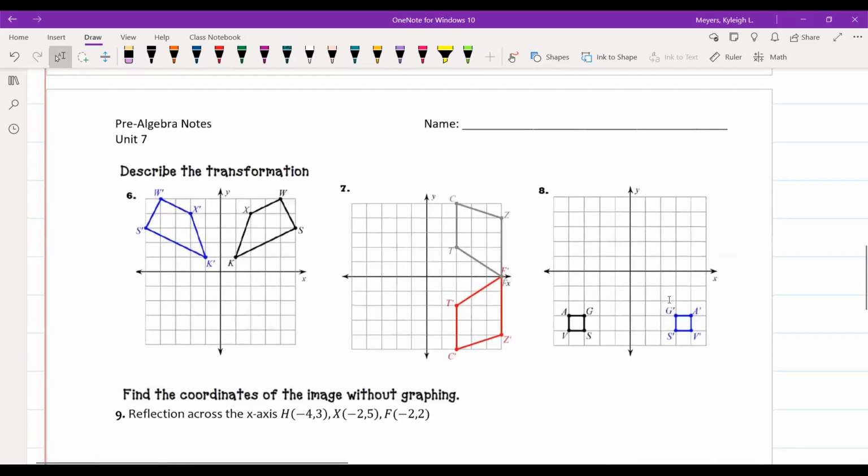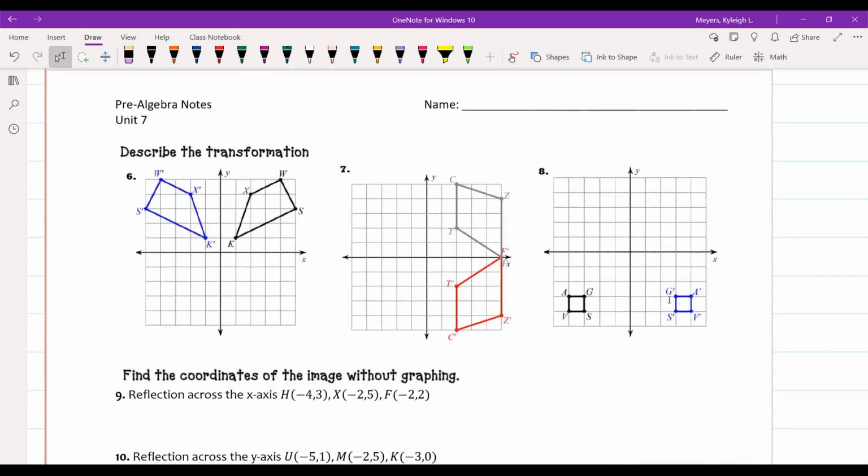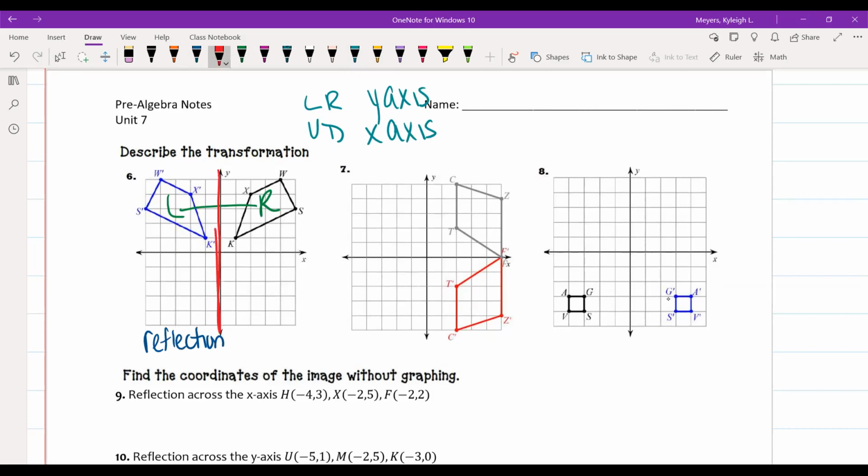Describe the transformation, okay? So remember, if we go from the left to the right, so left and right, that's over the y-axis. Up or down, that's the x-axis. So, because this was kind of folded in half, it went from the right side here over to the left side. This is a reflection over the y-axis, right? It goes here over the y-axis.